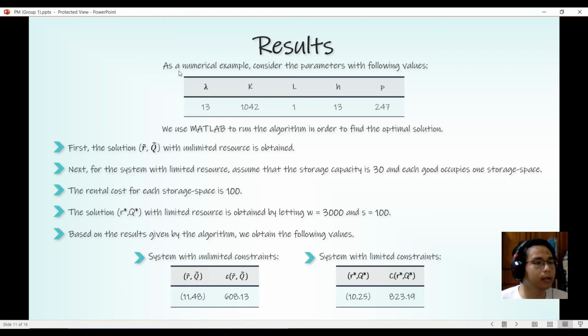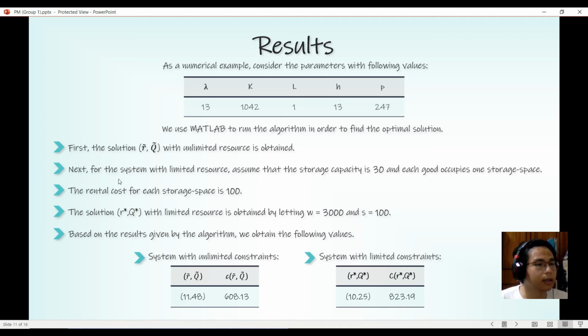So here is the numerical example. Consider the parameters with the following values. The demand mean lambda is 13. Setup cost K is 1042. Lead time L is 1. Holding cost H is 13. And penalty cost due to backorder P is 247. First, the solution R tilde, Q tilde with unlimited resource is obtained.